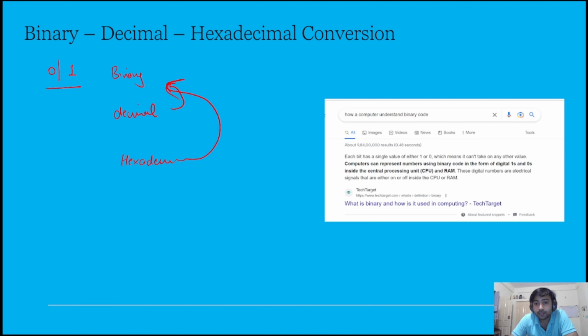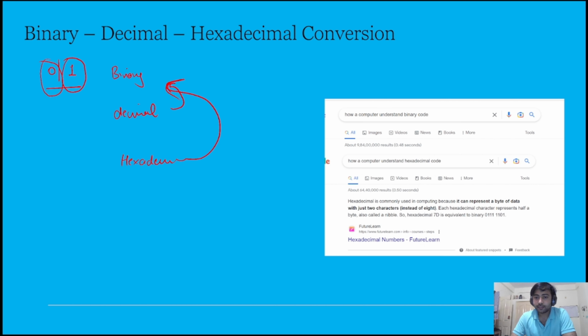So how does a computer understand binary code? Each bit has a single value of either 1 or 0, which means it can't take any other value. Computers represent numbers using binary code, which is zeros and ones, as I explained. Our CPU, the RAM and other chips understand whether something is on. If it is on, that means it is 1. If it is off, that means it is 0.